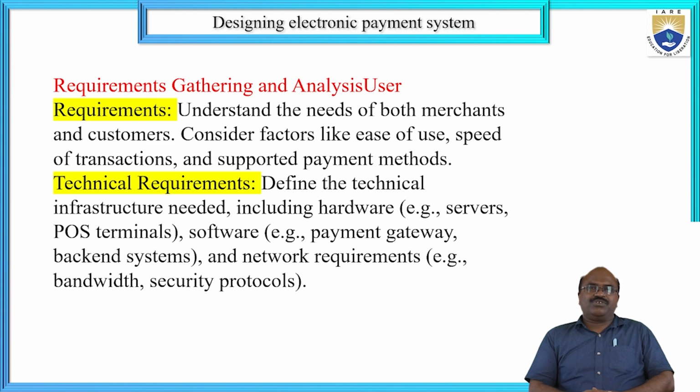Merchants and customers play a very crucial role in designing an electronic payment system. The second one is requirement gathering and analysis. Then user requirements and technical requirements are also required. The user requirement is merchant and customer satisfaction and supported payment methods. The technical requirement is to define the technical infrastructure needed. The technical infrastructure is a set of hardware like servers and POS terminals, and a set of software is also required, like payment gateways, back-end systems, and network requirements, followed by bandwidth. Electronic payment systems have some security protocols there.